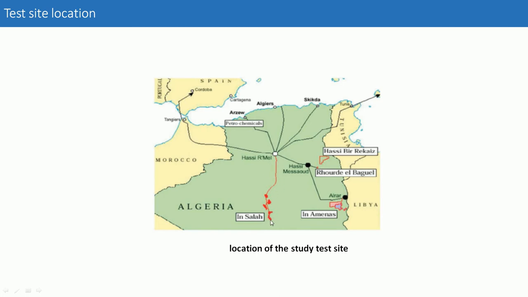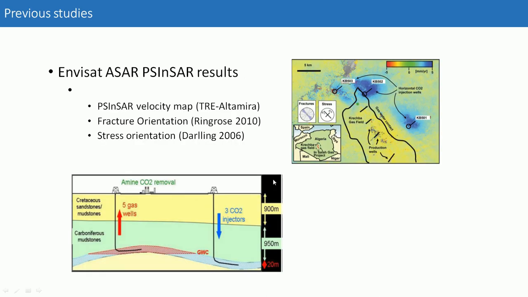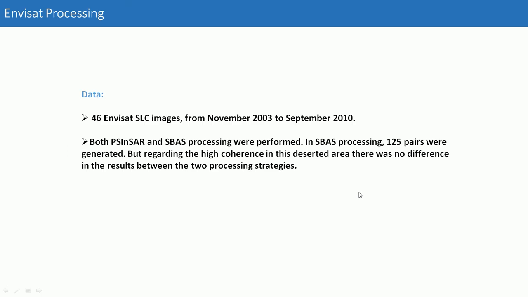The natural gas extracted from the ground, we separate the CO2 and it's transferred here to the Krechba test site where it is injected. There were some studies on this area using Envisat and PSISAR data, and all of them found around 20 millimeters of movement between 2004 and 2010 after the injection.